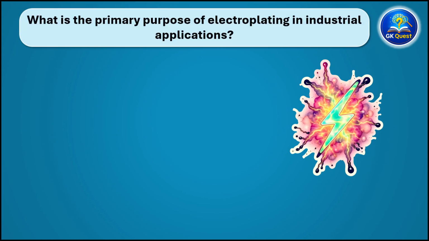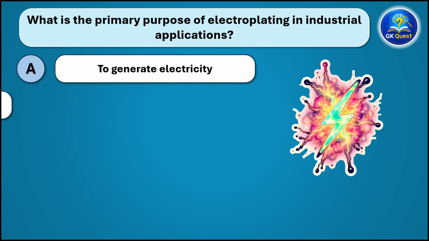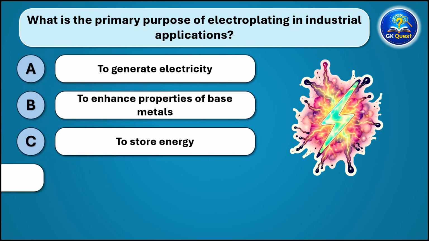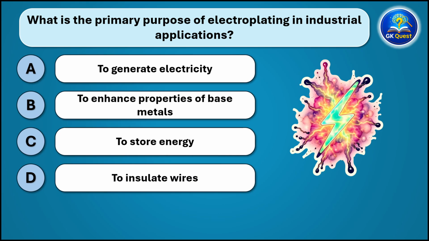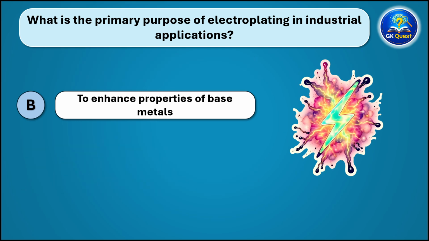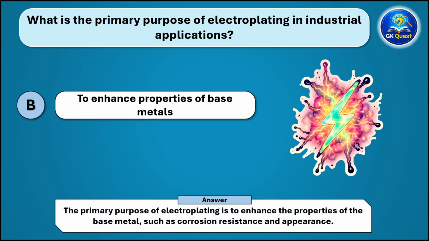What is the primary purpose of electroplating in industrial applications? And the correct answer is the primary purpose of electroplating is to enhance the properties of the base metal, such as corrosion resistance and appearance.